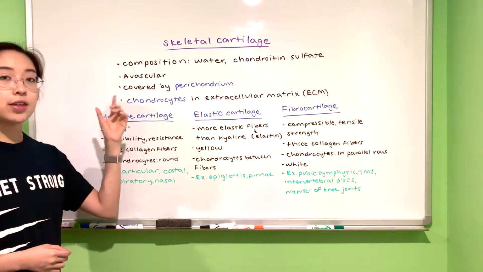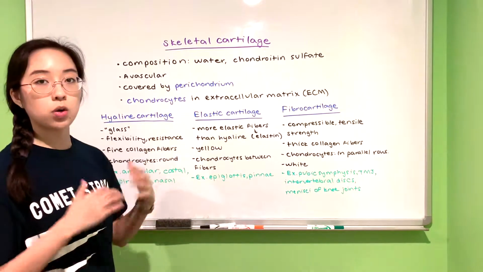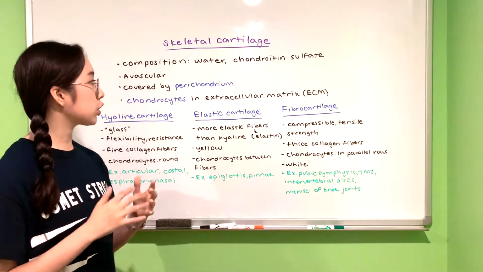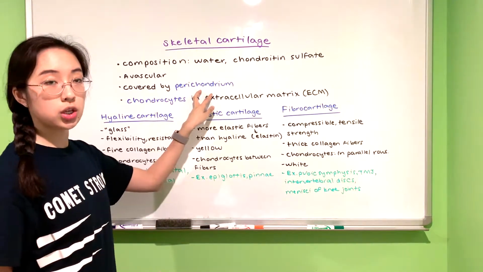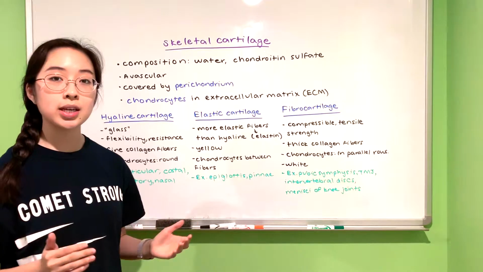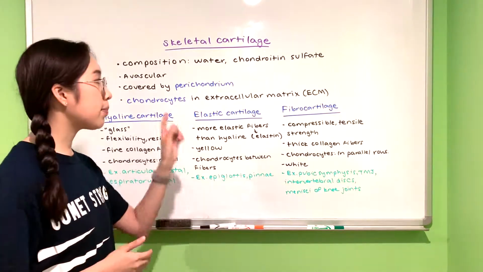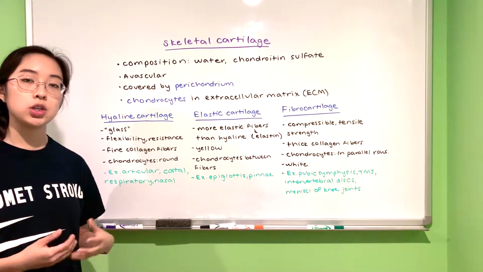Instead, they get their nutrients by the perichondrium. Remember, peri means around a structure. So perichondrium, the root word chond, means cartilage. So the perichondrium is a layer of connective tissue surrounding each piece of cartilage. And the perichondrium is not avascular. It does contain blood vessels and nerves.